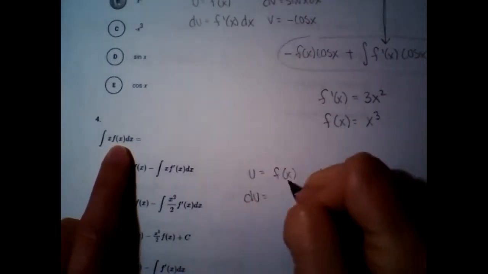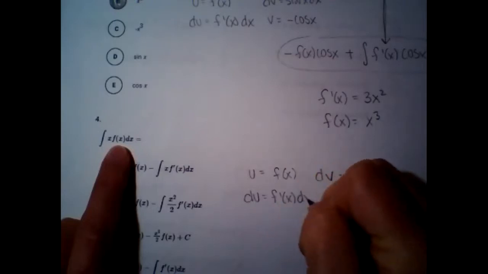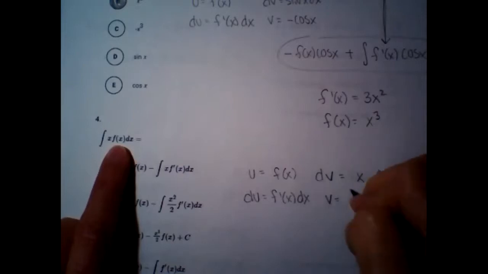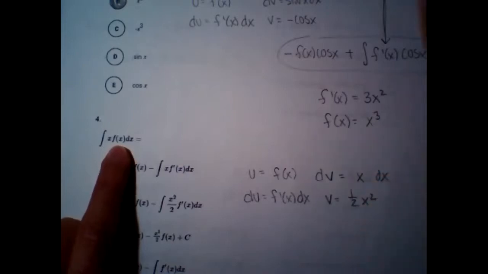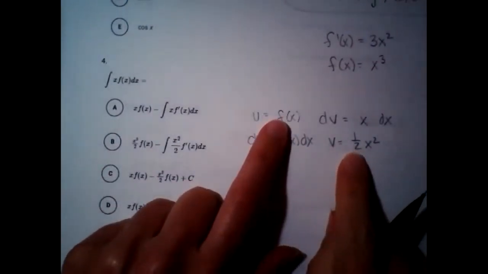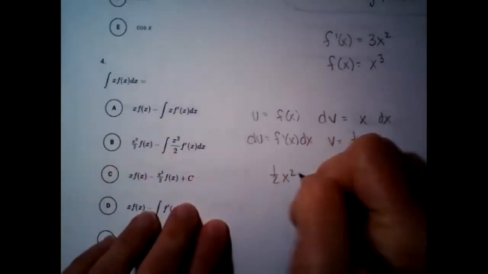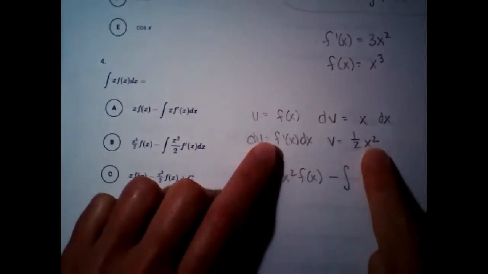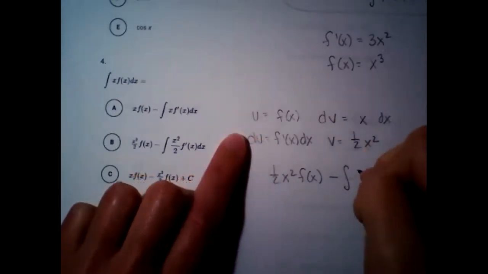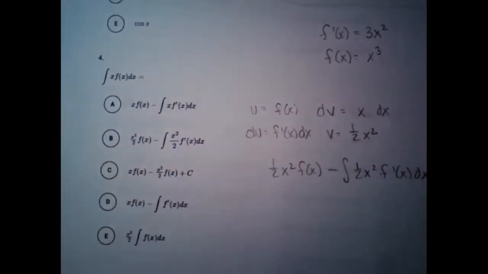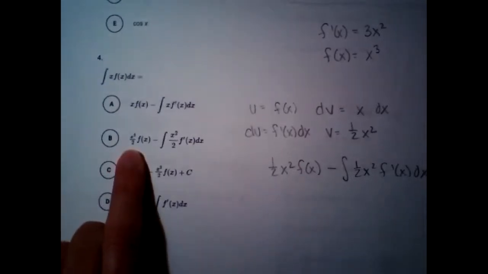So I can do the derivative of f, that'll be f prime dx, and I can do the antiderivative of x, that would be 1/2 x squared. All right, so this would be u times v, so 1/2 x squared f of x minus the integral v du. So 1/2 x squared f prime of x dx. And let's see which choice that is matching up with. I think it's B, isn't it?